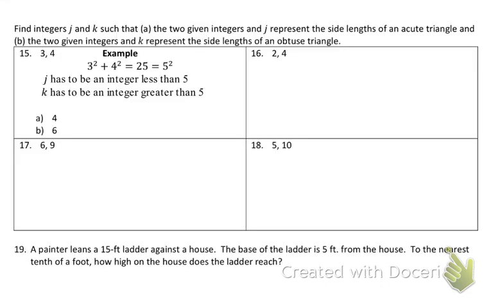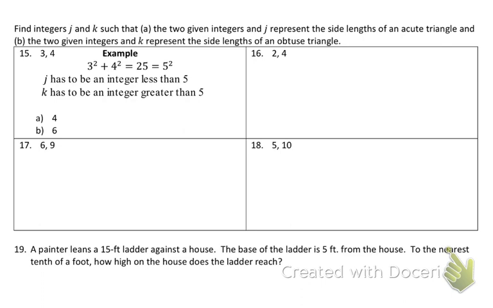All right, I do want to talk about 15, 16, and 17, 18, because we'll all get different answers for these. 15, 16, 17, 18 say find integers j and k such that A, the two given integers and j represent side lengths of an acute triangle, and B, the two given integers and k represent the side lengths of an obtuse triangle. So what they're telling you to do is first figure out what makes this a right triangle.